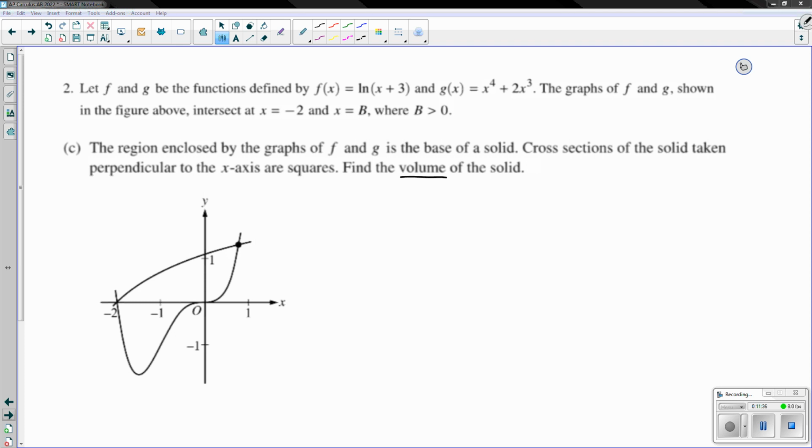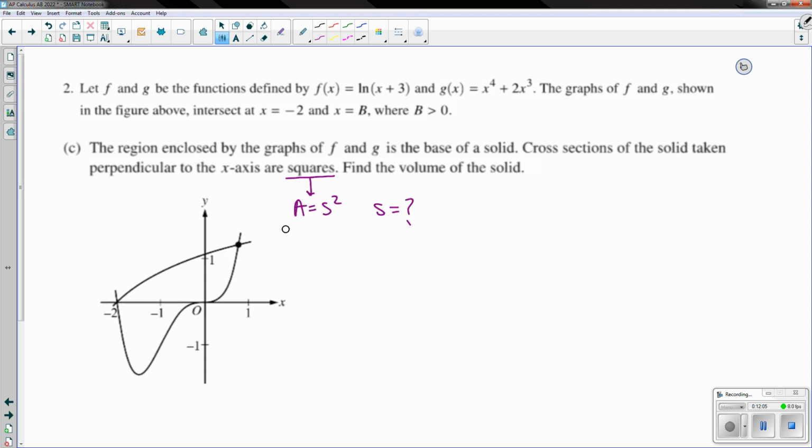And we're going to integrate from -2 to b. So to compute this in general, our volume is going to be the integral from one point to another of the area formula for our cross sections. The area of our cross sections is going to be determined by the side length of that cross section squared. Because we're working with a square, we know the area of a square is equal to s squared. So we have to determine, well, what's s?